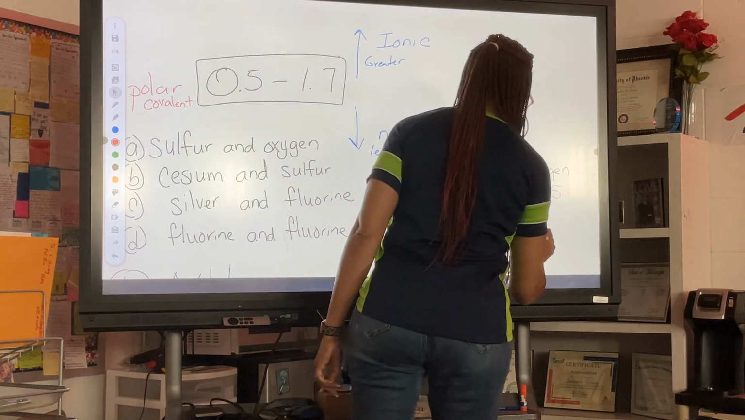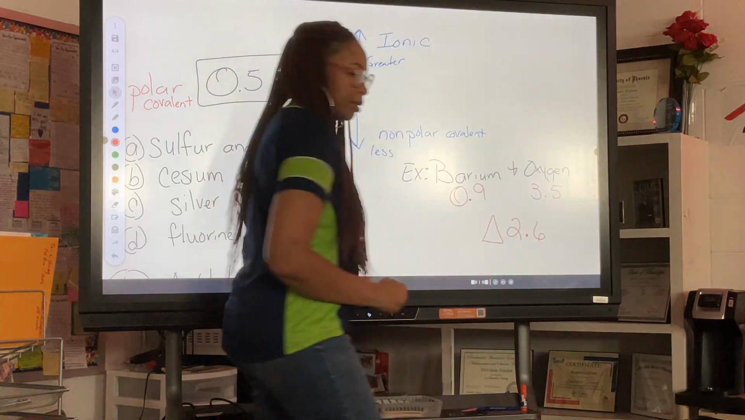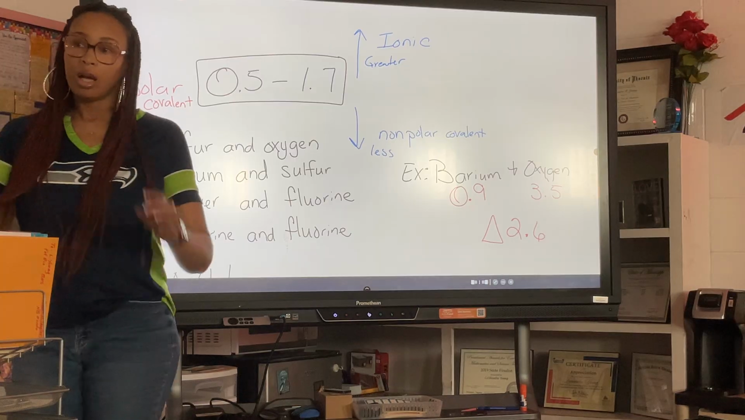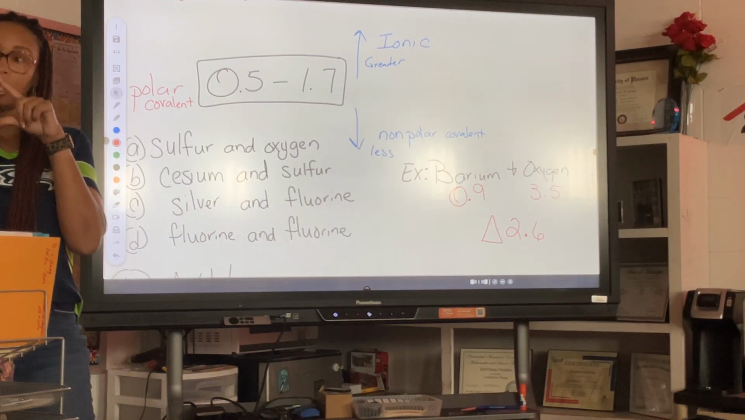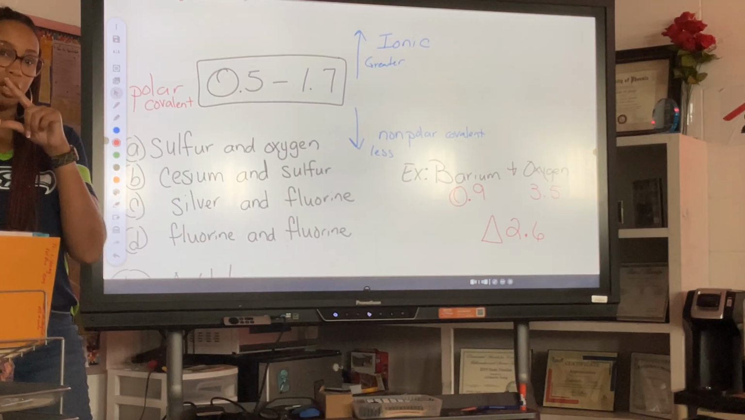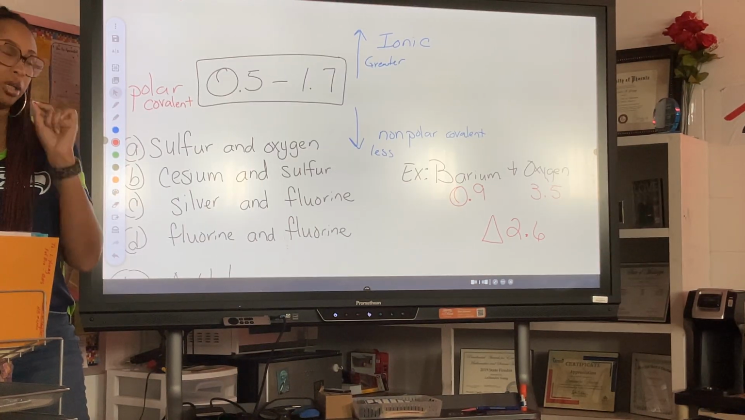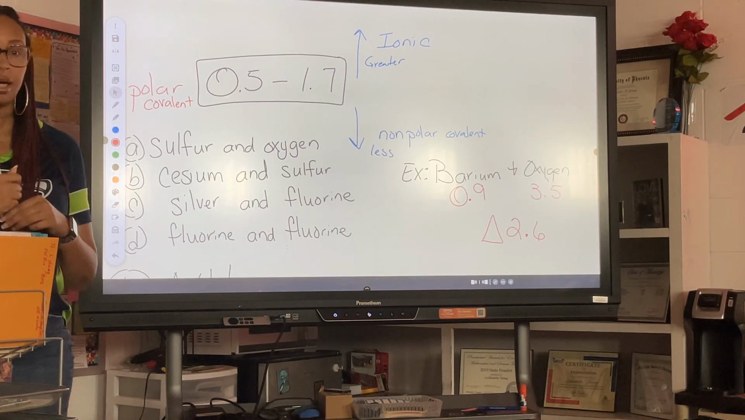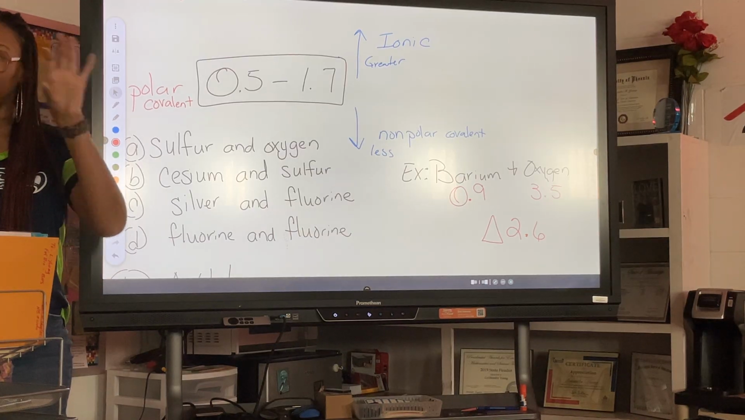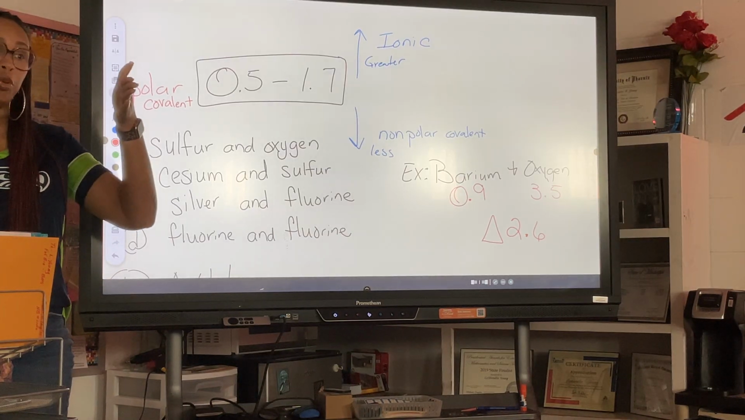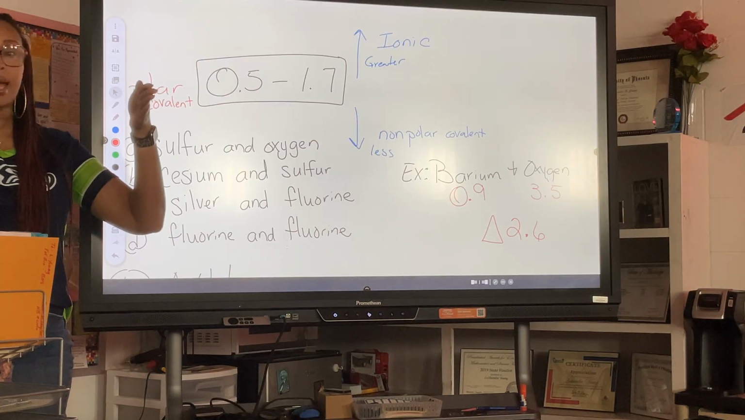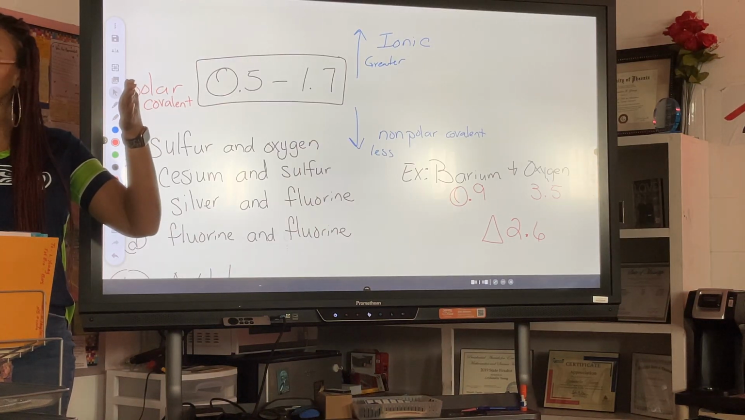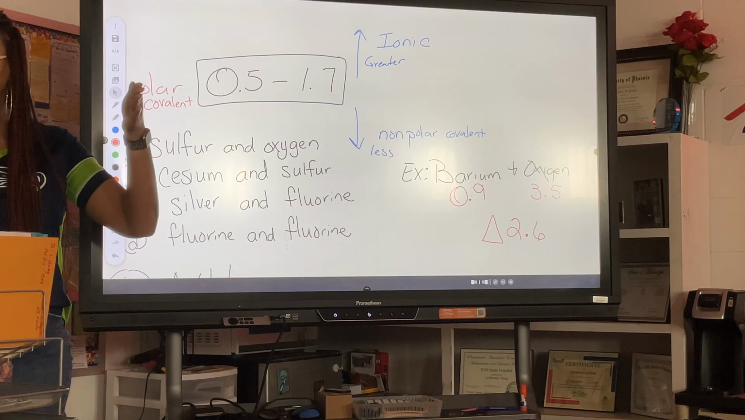2.6. So the difference is 2.6. So, is 2.6 an indicator of ionic, polar covalent, or non-polar covalent? Ionic. Because remember the range, the middle range, 0.5 to 1.7 is polar. Above 1.7, ionic. Below 0.5, non-polar.